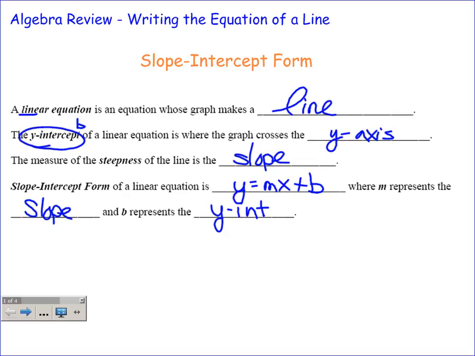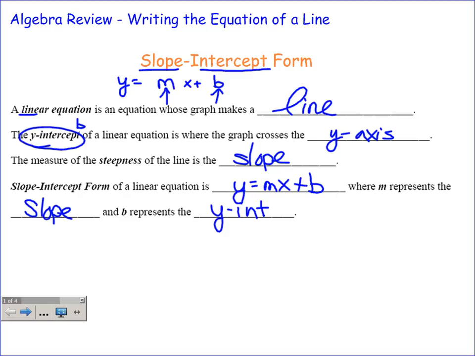There's a reason it's called slope-intercept form. It's because we have y equals mx plus b. The slope is the m, the intercept, or the y-intercept, is the b. That's why it's called this, because those are the two pieces you need in order to solve this. You need the slope, and you need the y-intercept. If you have the slope and the y-intercept, you're done. Slope and y-intercept. y equals mx plus b.